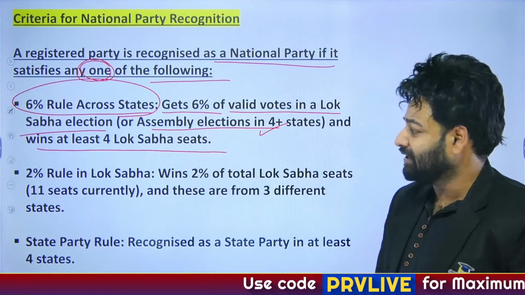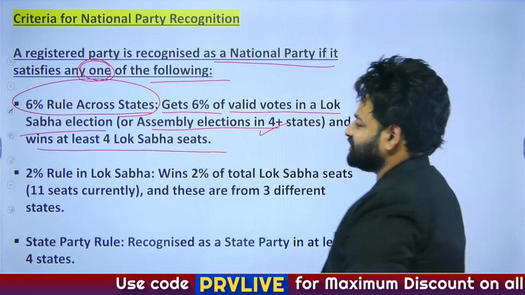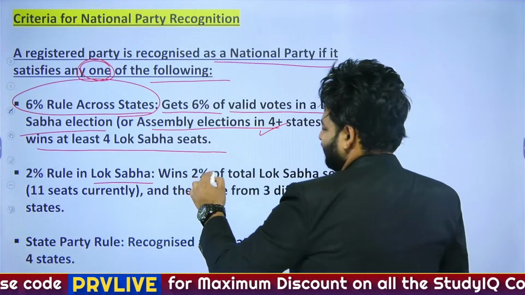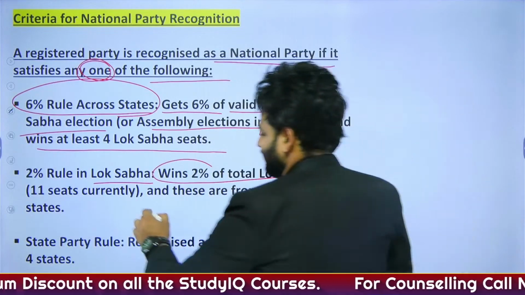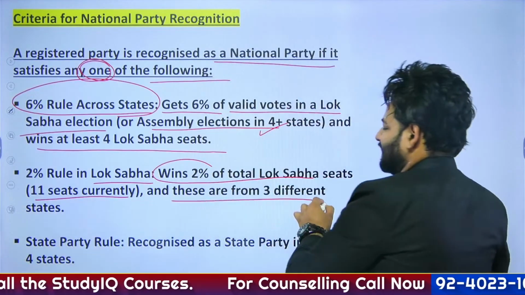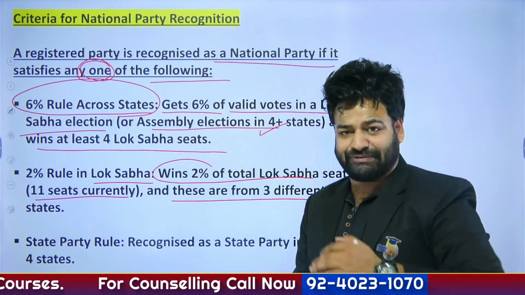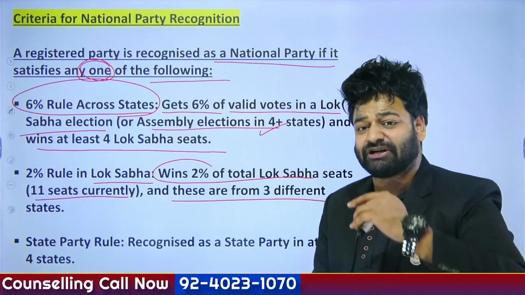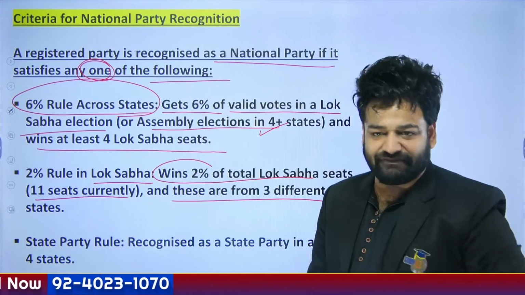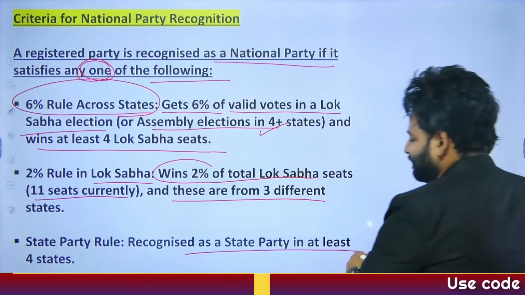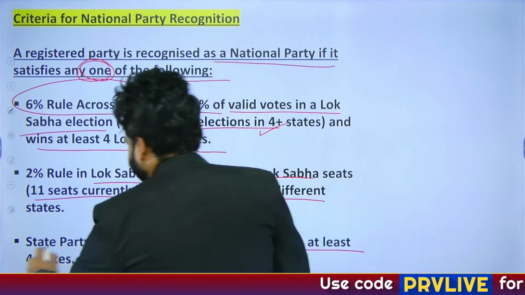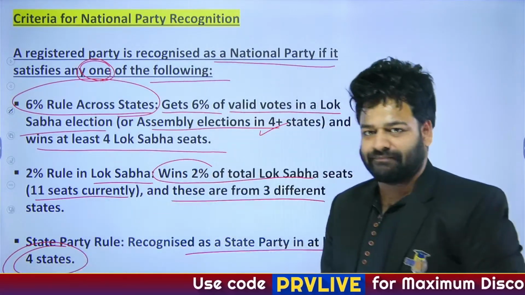Second criteria, the 2% rule in Lok Sabha: win 2% of total Lok Sabha seats, that is 11 seats currently, and these are from 3 different states. Not coming from one state, but from 3 different states. And finally, the state party rule: recognized as a state party in at least 4 different states, right?